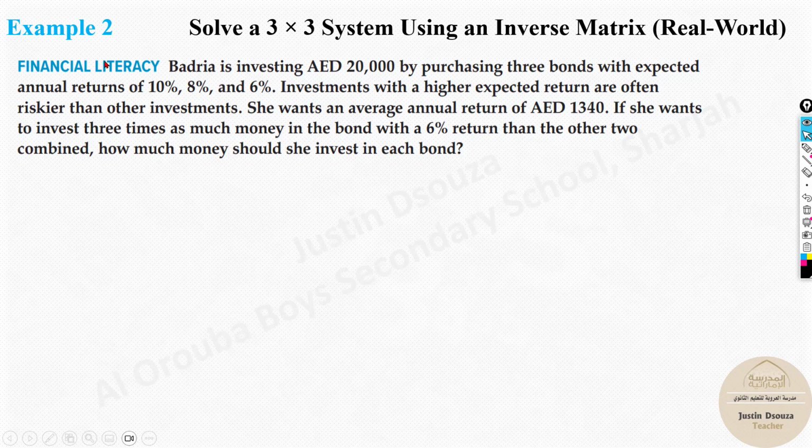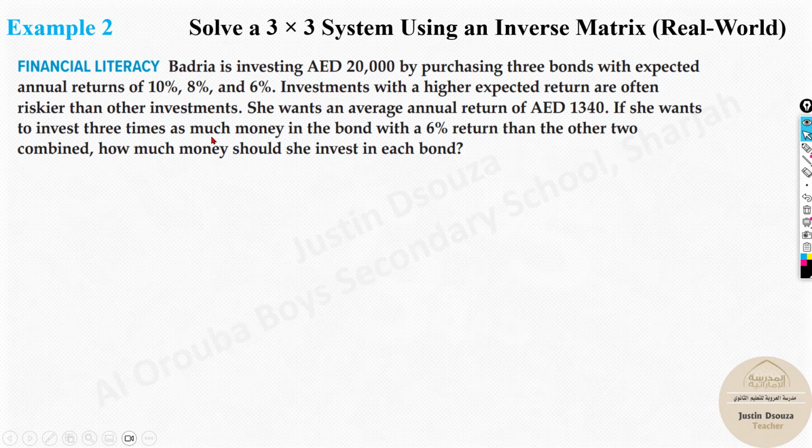Now, what about this problem? It's a real world problem. Let's read it out. Badria is investing 20,000 dirhams by purchasing three bonds with expected annual returns of 10%, 8%, and 6%. Investments with a higher expected return are often riskier than other investments. She wants an average annual return of dirhams 1,340.